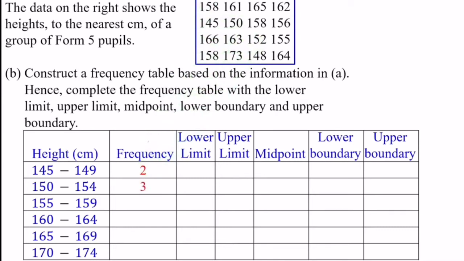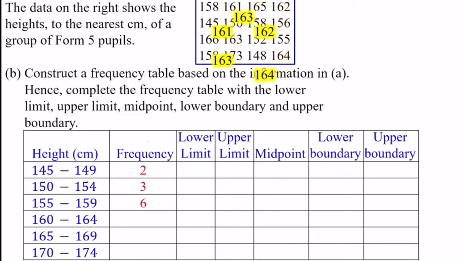For 155 to 159, let's go to the table. It seems like we have many, right? There are 6 data that lie between 155 to 159. So we have 1, 2, 3, 4, 5, 6 data. So the frequency is 6. Alright, after you do this, they always like to ask you what is the modal class. Modal class means mode, right? It's the class with the highest frequency. So far I can see 155 to 159 is the modal class.